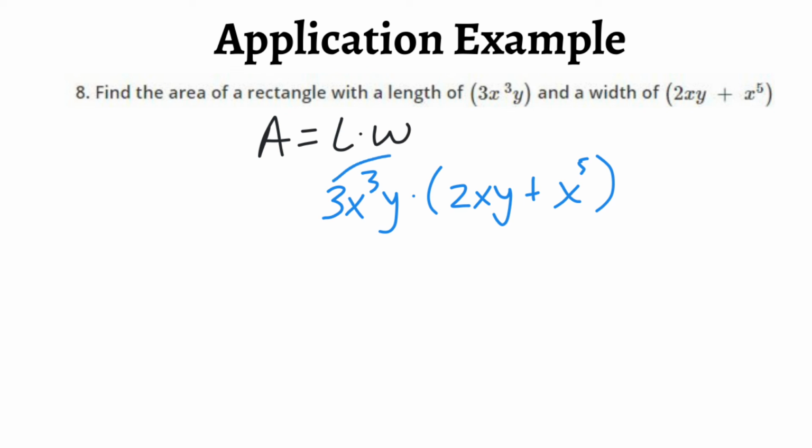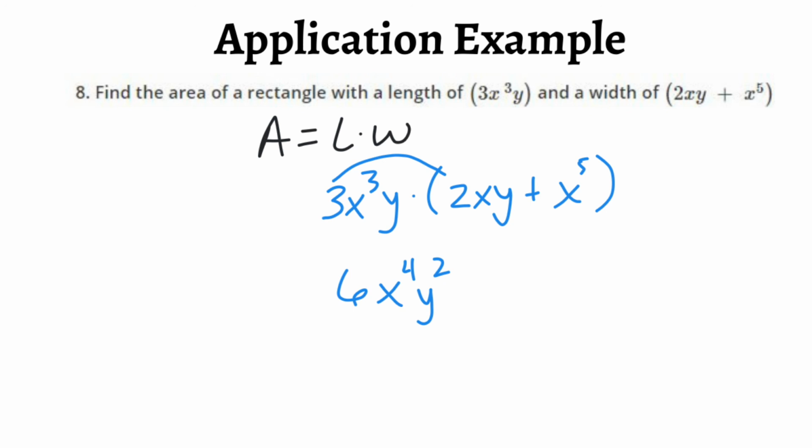So I multiply. 3 times 2 gives me 6. In the process, x cubed times x. I have a 1 imaginary here, right? So 3 plus 1, I get 4. So that gives me x to the 4th power. Same thing with the y. I have y times y. I have 1y and 1y here as an exponent, so 1 plus 1 gives us 2, and that's y squared.